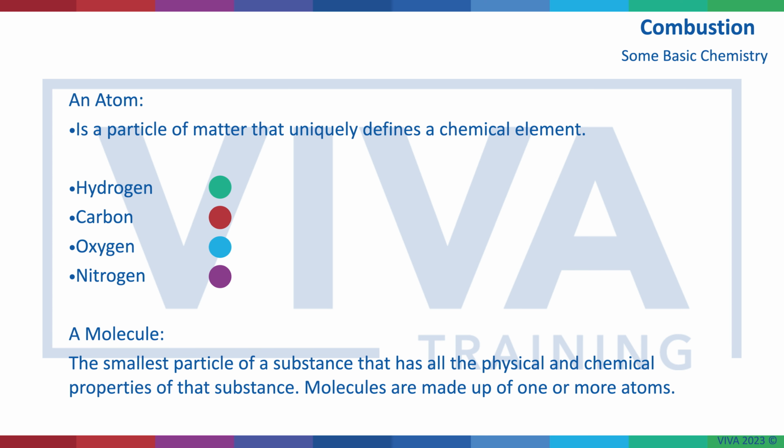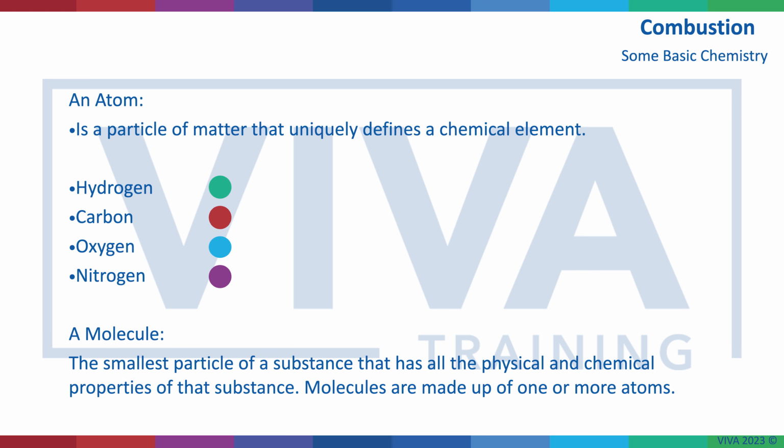So if we look at some basic chemistry, we have an atom, and an atom's a particle of matter that uniquely defines a chemical element. On there we've got hydrogen, coloured green, carbon is a rusty colour, oxygen is blue, and nitrogen's like a mauve. So atoms form molecules. A molecule is the smallest part of a substance, and it has all the physical and chemical properties of the substance. And molecules are made up of one or more atoms.